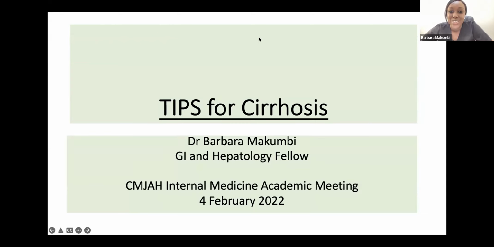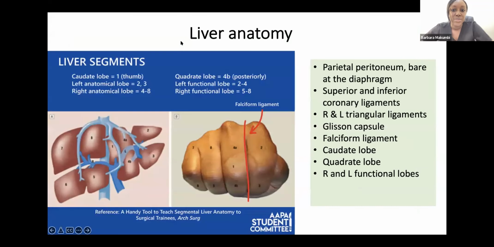Good morning, everyone. My name is Barbara Makumbi. I'm one of the Gastro and Hepatology Fellows at Joburg Gen, currently rotating at Witwatersrand Gordon. I decided to do the topic of TIPS to explain the procedure and possible complications of the procedure, but I'll give you an overview of cirrhosis and portal hypertension to begin with.